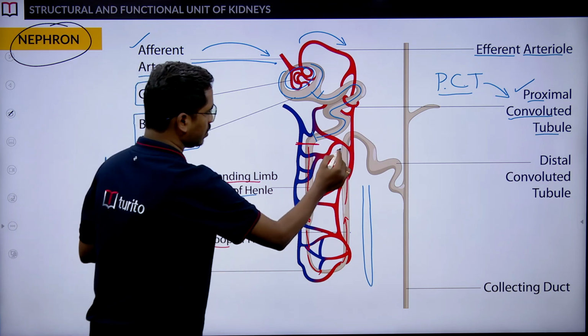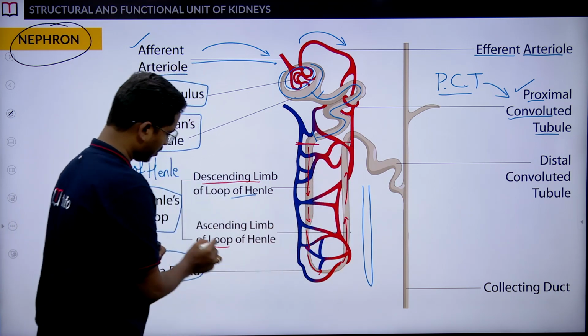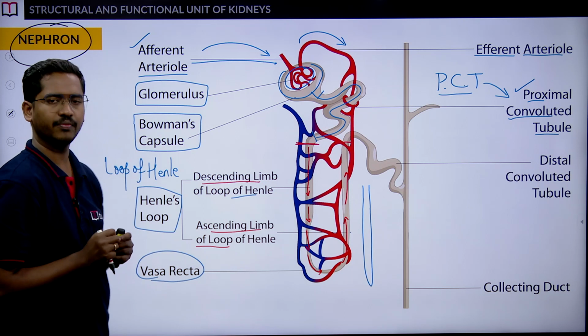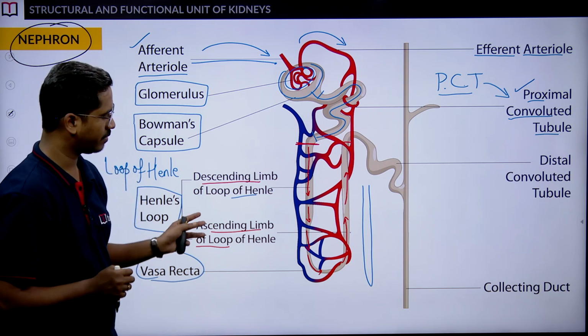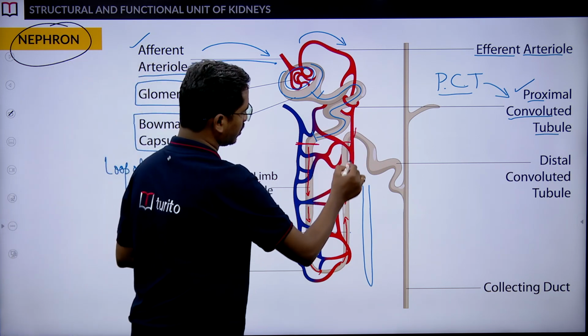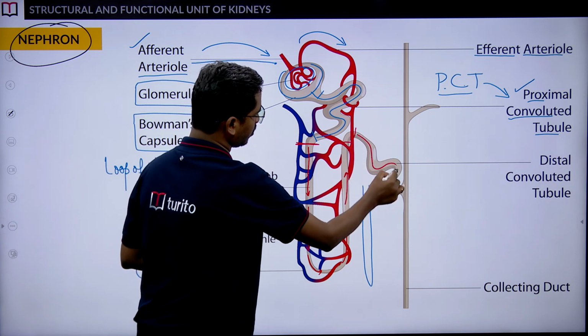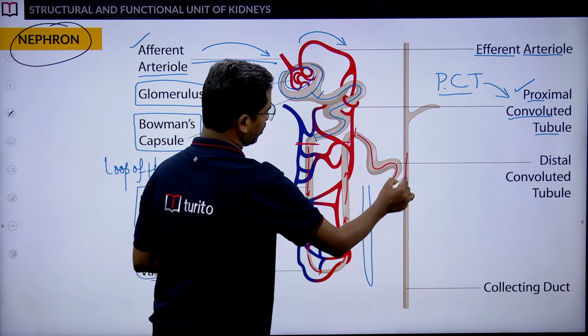Then this limb is known as the ascending limb of Henle, following which that limb further continues and forms another limb. It is going close to a long tube here, isn't it?